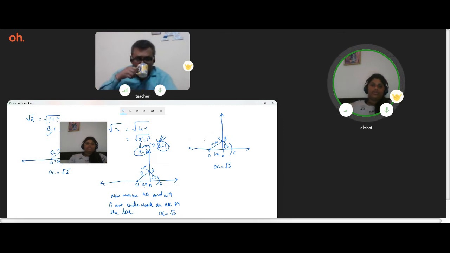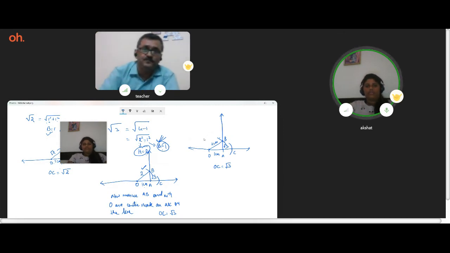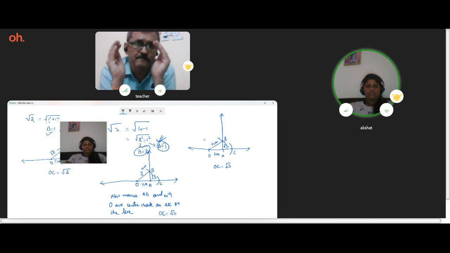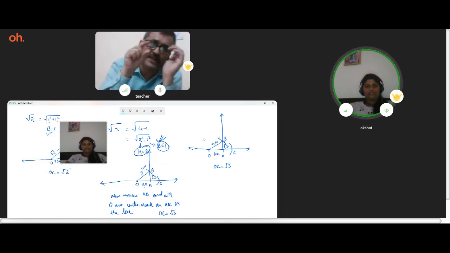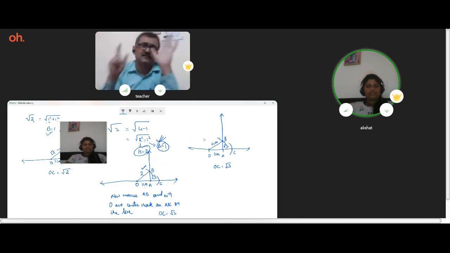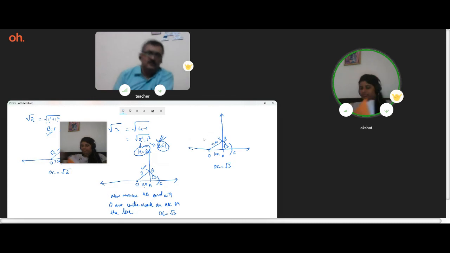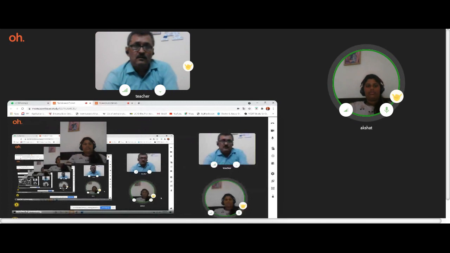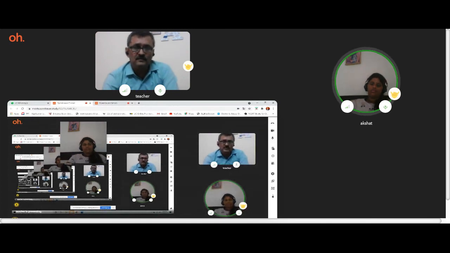So we have to measure AB, right? Then we take O as center. Once the right angle triangle is completed, see how much is root 3? AB is root 3. So we will measure AB with the compass, and now we will put the needle of the compass at point O and mark an arc. Okay? Do it. Okay, sir. Sir, my root 2 is correct, right?